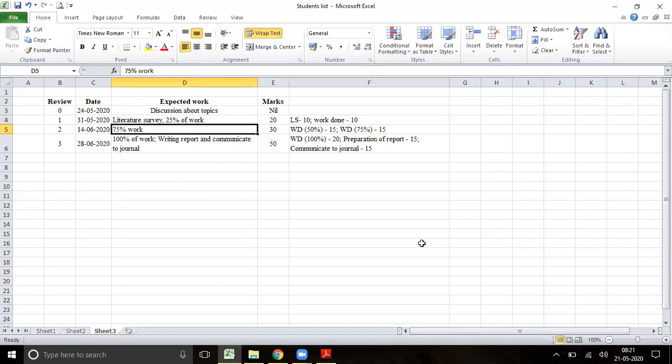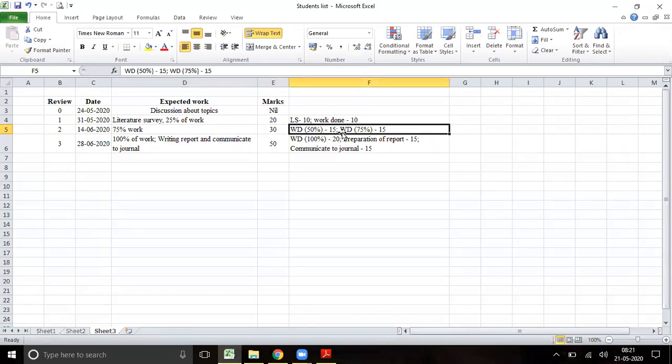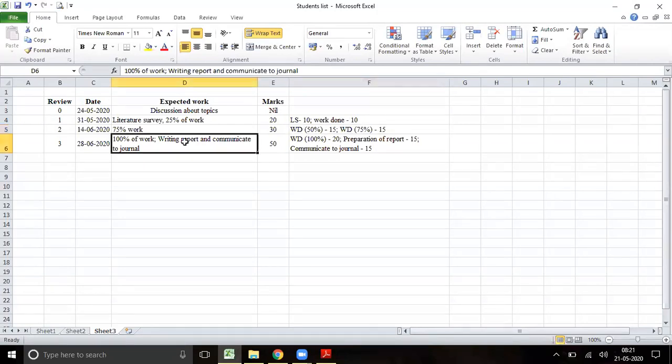After 2 weeks, on June 14th, 75% of the project work must be completed, and it carries 30 marks. If you complete 50% of the work, then you will get only 15 marks, and for 75%, the remaining marks. Like that, 30 marks will be awarded to you.